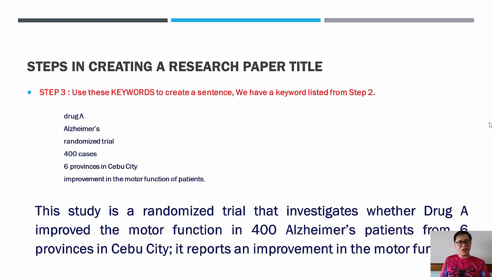Step number 3. Use the keywords to create a sentence. So, we already have a keyword listed from step number 2, right? So, drug A, Alzheimer's, randomized trial, 400 cases, 6 provinces in Cebu City, improvement in the motor function of patients. So, create a sentence. So, once I create the sentence, based on my keyword, this study is a randomized trial that investigates whether drug A improves the motor function in 400 Alzheimer's patients from 6 provinces in Cebu City. It reports an improvement in the motor function. Okay? So, we already have the sentence. That is step number 3.